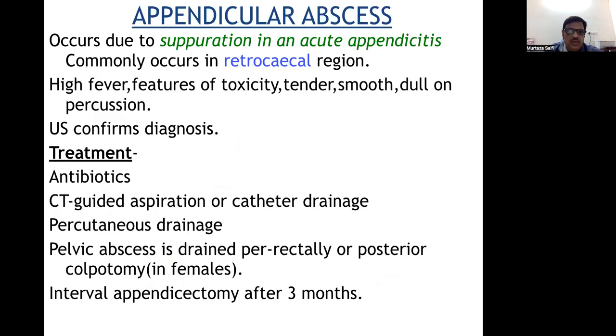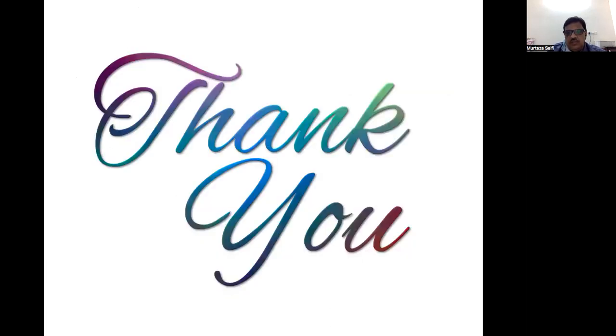Second complication is the appendicular abscess, which occurs due to suppuration of acute appendicitis, commonly in the retrocecal region. High fever, features of toxicity, tender, smooth, dull on percussion. Ultrasound confirms diagnosis. Treatment is antibiotics, CT guided aspiration or catheter drainage, percutaneous drainage. Pelvic abscess is drained per rectally or by posterior colpotomy in female patients. Interval appendicectomy after 3 months.